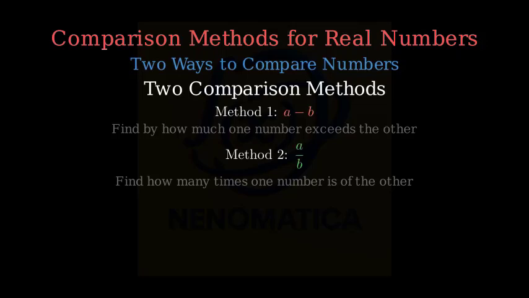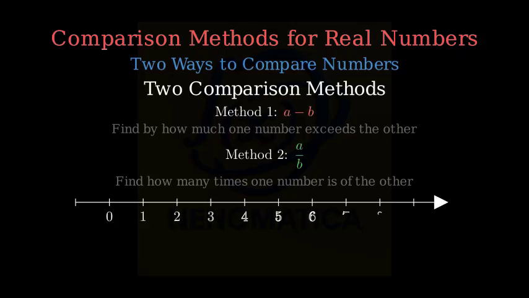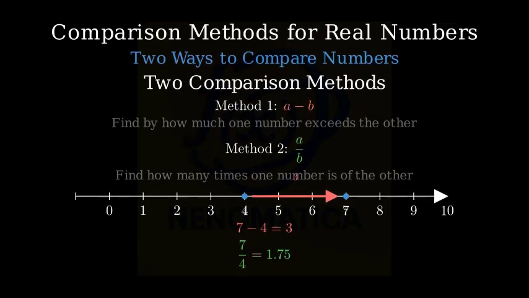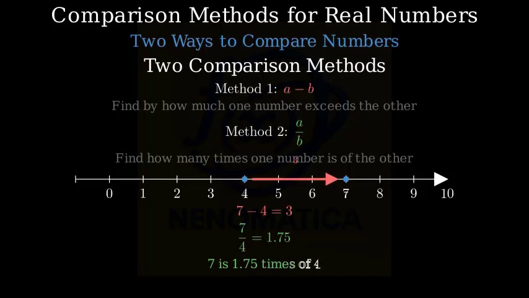Let's visualize these two methods. Here we have a number line with the numbers 4 and 7 marked on it. Using the first method, subtraction, we can find that 7 minus 4 equals 3. This tells us that 7 exceeds 4 by 3 units. Using the second method, division, we calculate 7 divided by 4, which is 1.75. This means that 7 is 1.75 times larger than 4.